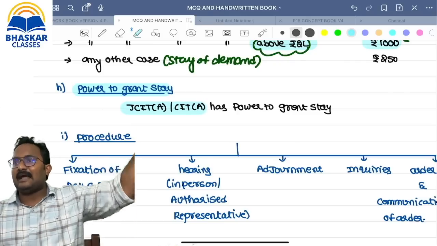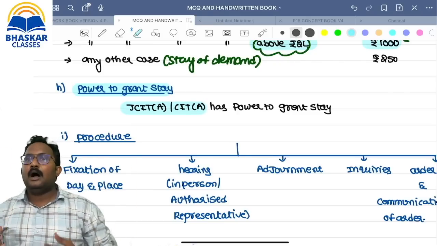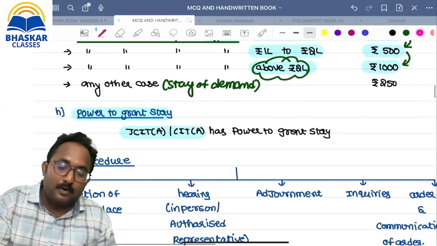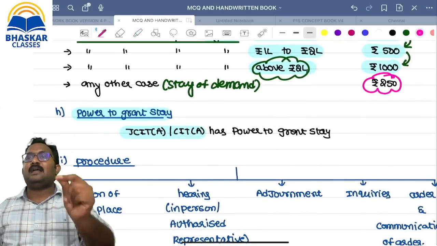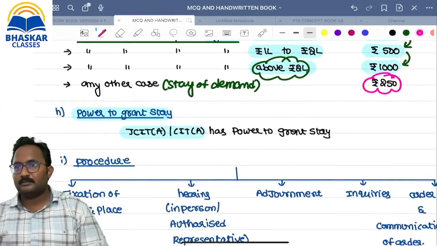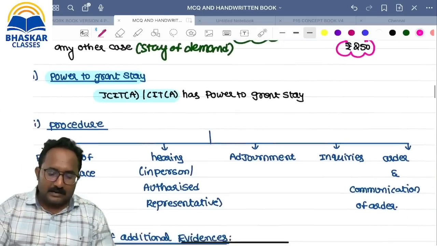Sir, that fellow is asking about the tax liability: until your order, I don't want to pay the tax liability to the department. Like that, if you apply, with how much amount, ma? 250 rupees. Then I will give the grant of stay of demand. SSE, are you clear? Now, the procedure I already told her.